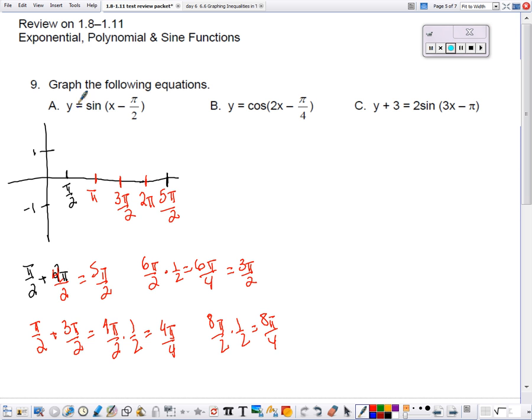To sketch my graph, sine starts in the middle, goes to the max, back to the middle. Oops, I didn't start in the right spot. This is my new starting point. Minimum, and back to the middle.